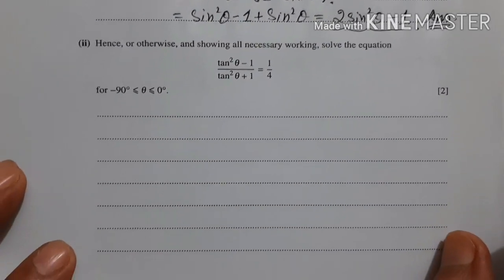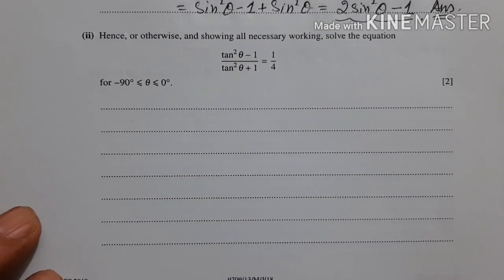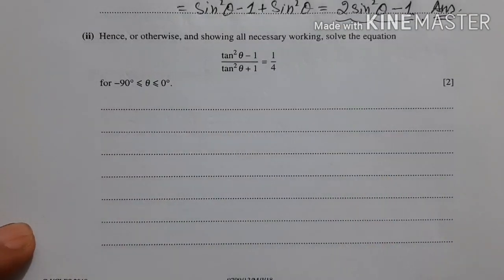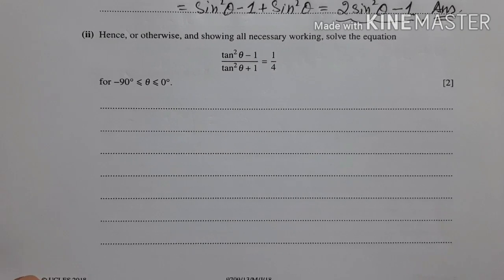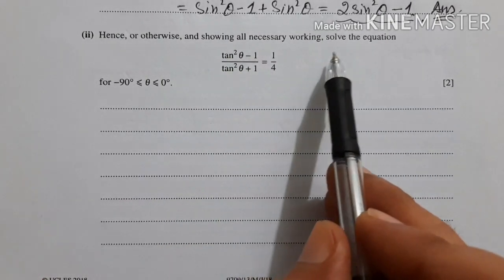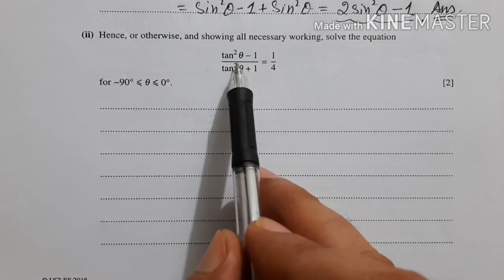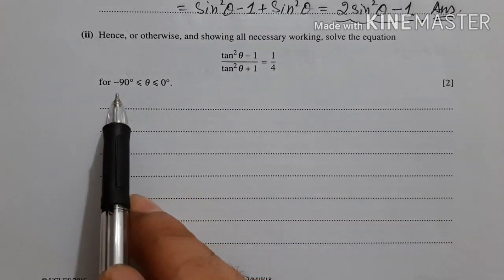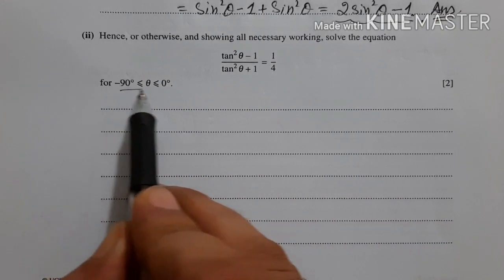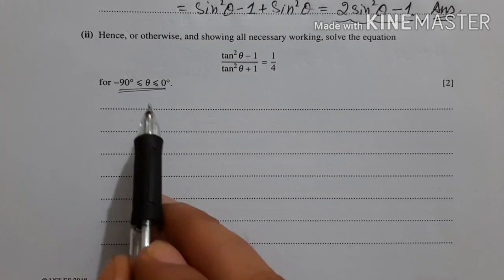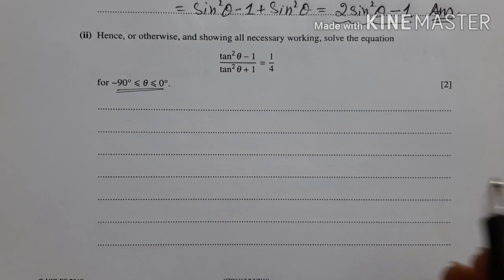Part 2. Part 2 is, let me check if I have the next page. No, I have this working area only. So hence or otherwise, showing all necessary working, solve the equation tan square theta minus 1 over tan square theta plus 1 is equal to 1 over 4. This is our limitations. So don't forget these limitations.